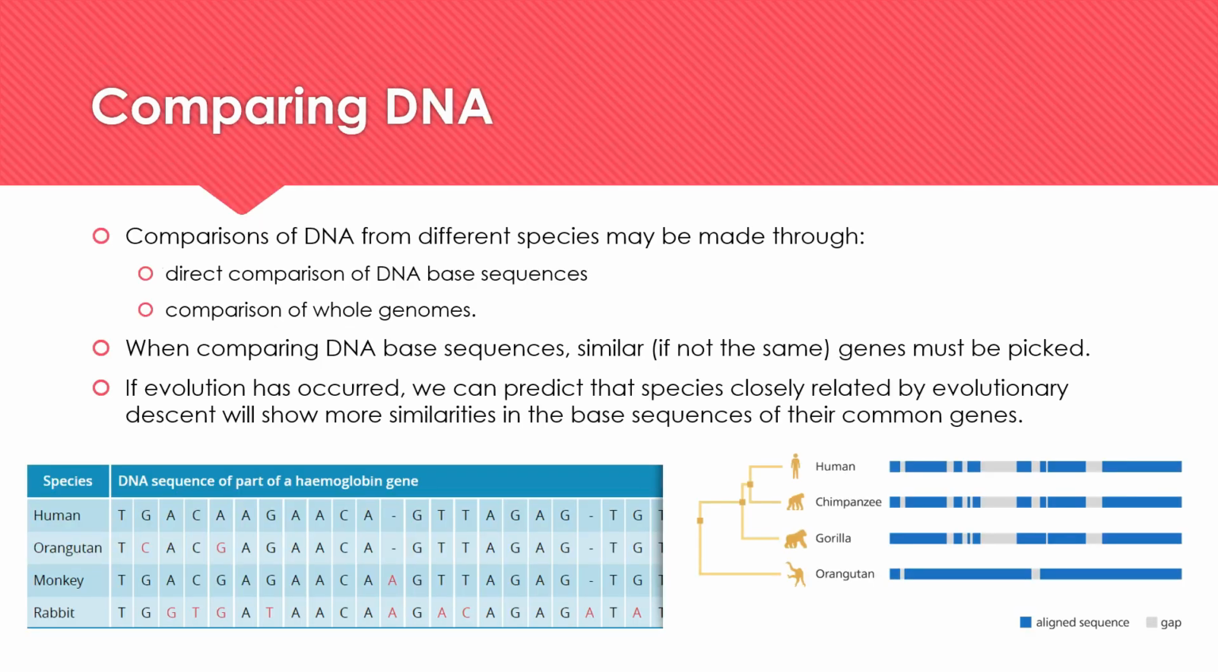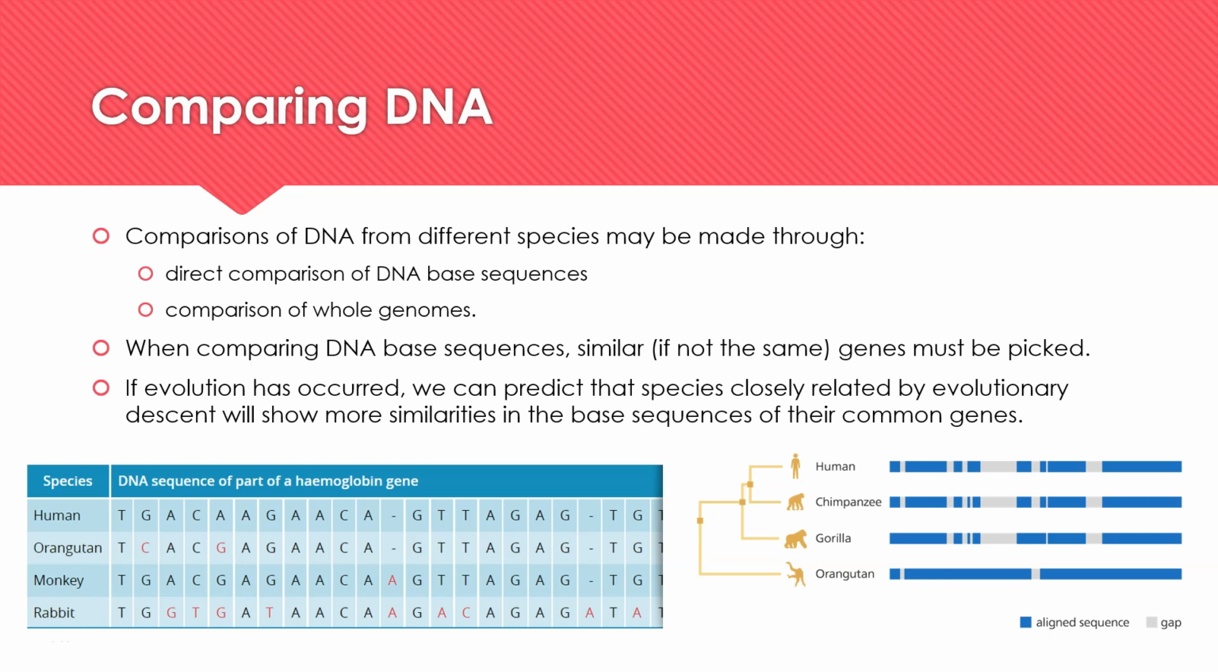So let's talk about how we might compare DNA. There's a couple of things we might do here. Obviously, we can do DNA hybridization, and that can be great for giving us a percentage of similarity between two strands, but we might also want to do a direct comparison of DNA-based sequences and actually look at the individual bases themselves. And you might do that just for a certain section, or you might decide to do a comparison of the entire genome between different species and look at the similarities and differences between all their genetic material.